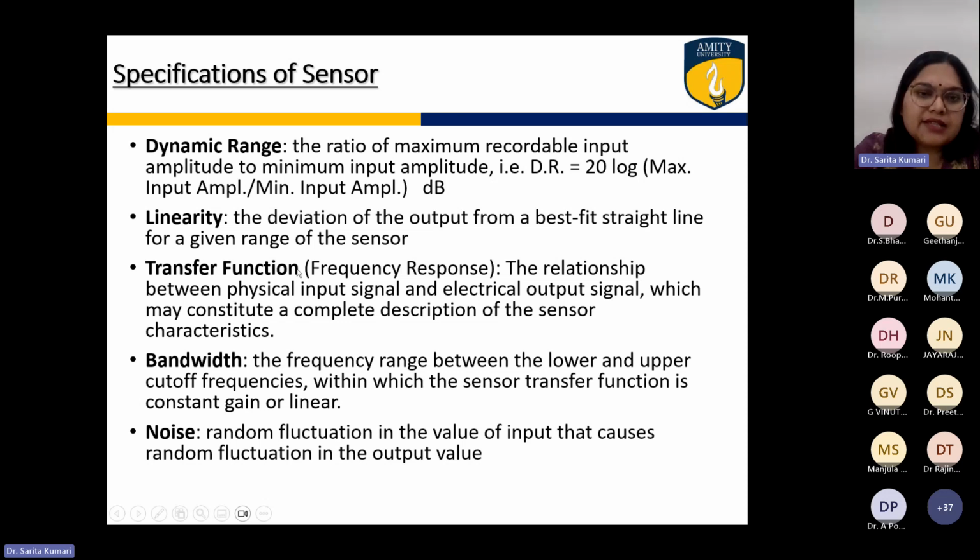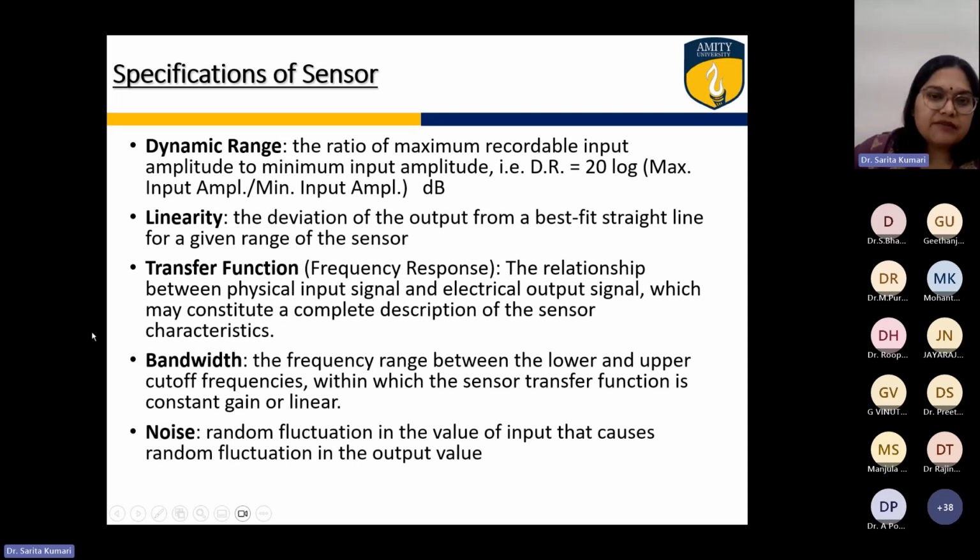Then the transfer function, or we can say frequency response. It gives the relationship between the physical input signal and the electrical output signal. As we know, the transfer function is nothing but output by input. So it is giving me the response of the instrument or the sensor. This is again one of the criteria of selecting the instrument.